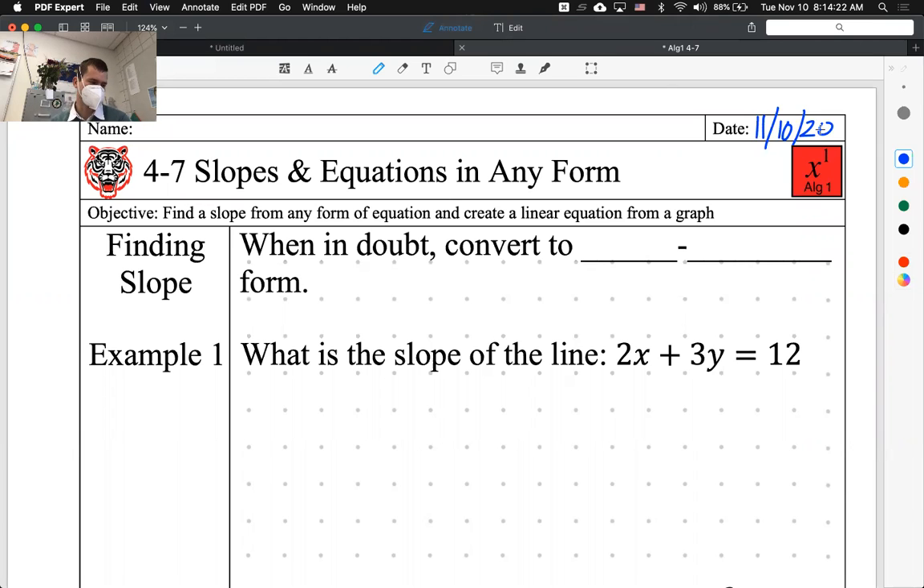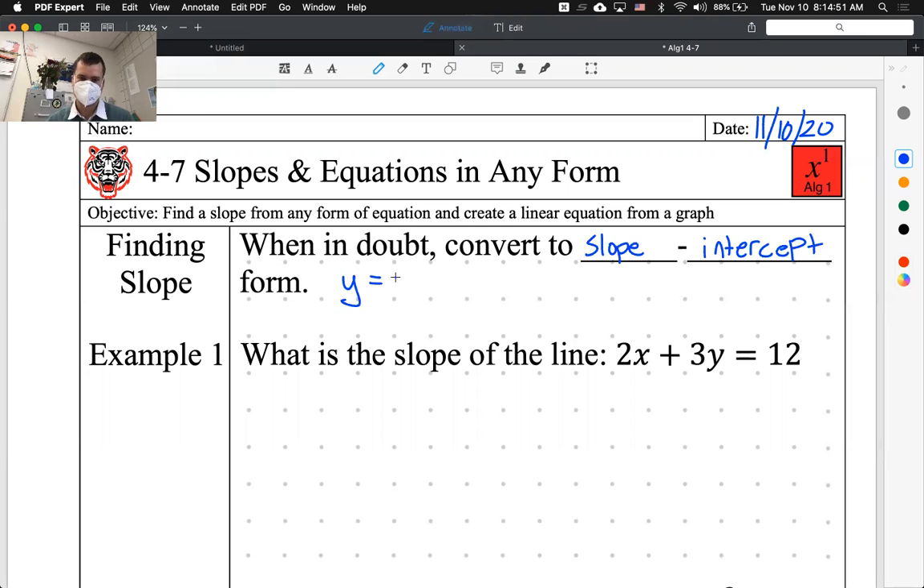Yeah, so there's two parts for that. The hardest part usually is finding slope when it's giving you a bunch of different forms. So if you have no idea where to start, if you want one rule to always follow, here's your one rule. When in doubt, convert to slope intercept form. Slope intercept form.